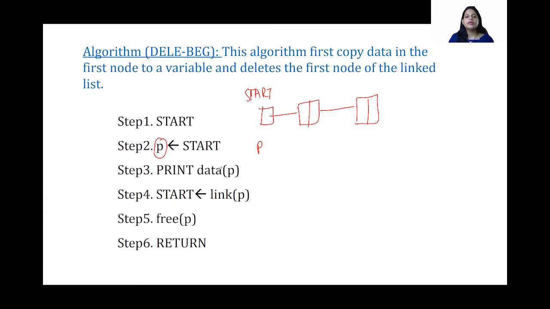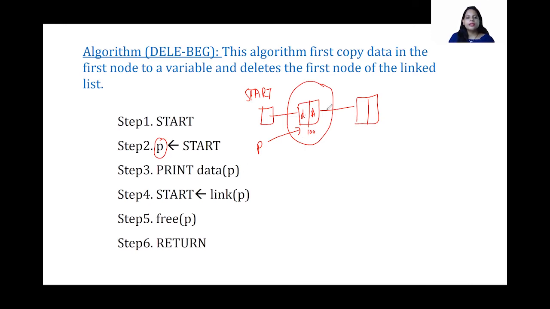Then I'm going to print the data of p. Why is that? Because start is always pointing at the first node. When I print the data of p, it is nothing but whatever data is available. This is the data field and this is the address field. So the data field I'm going to display. Obviously, this is the node which I want to delete in the delete beginning function.